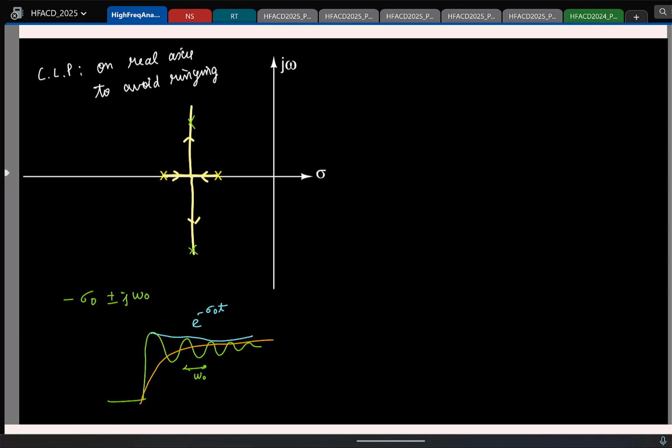Is this clear? So this is one takeaway we will have, that we want to make sure that our closed loop poles should lie on the real axis to have a good settling. Okay.